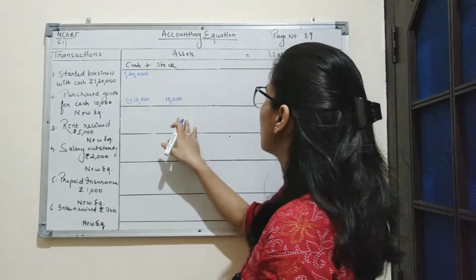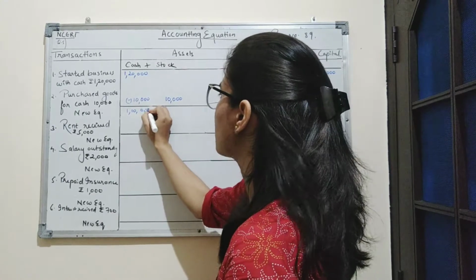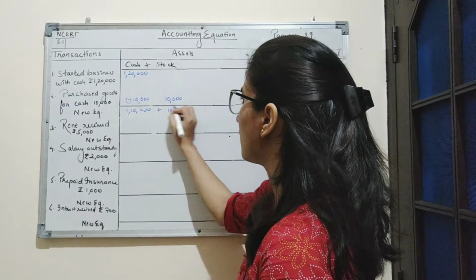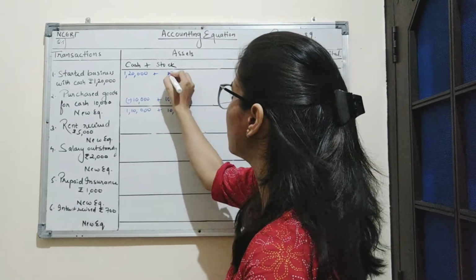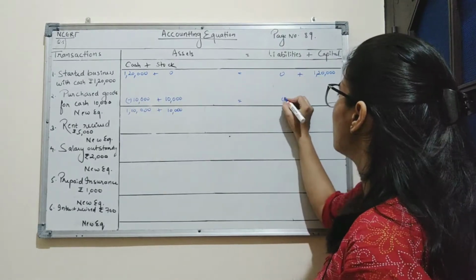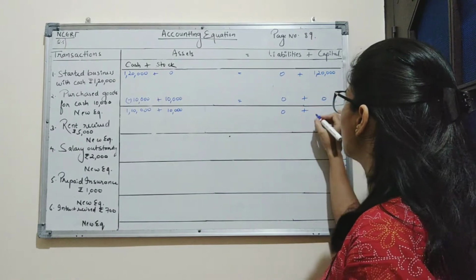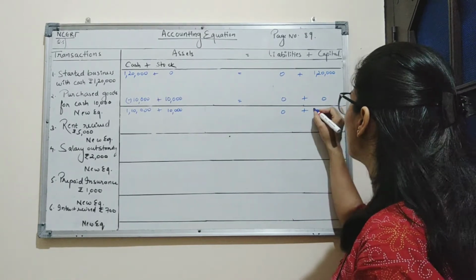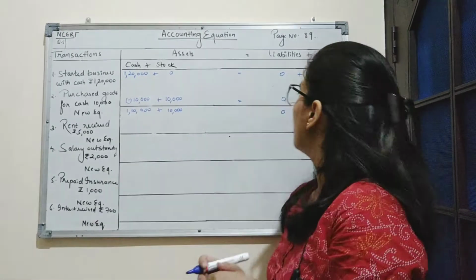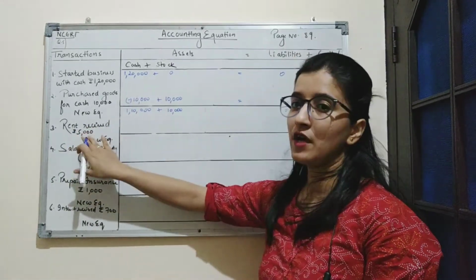Now by solving these two equations, we get 1,10,000 in cash column, stock 10,000, no amount of liability and capital amounting to 1,20,000. Now, in the next transaction, rent is received of rupees 5,000.